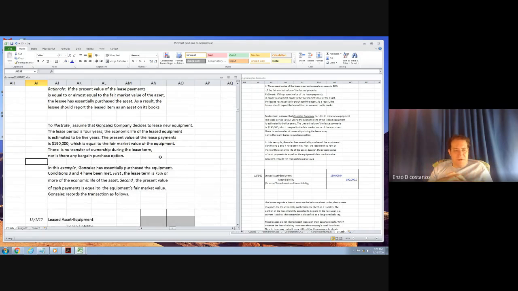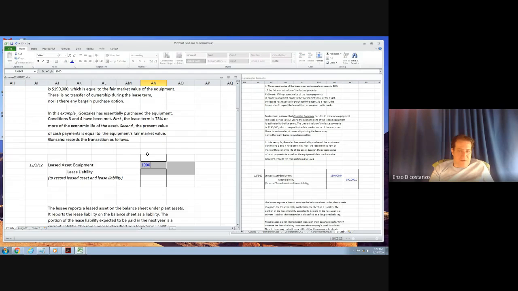They're purchasing the equipment. Conditions 3 and 4 have been met. The lease term is 75% or more of the economic life of the asset. The second, the present value of the cash amount is equal to the equipment's fair market value. Gonzalez records the transaction as a capital lease. So you're entering 2 190s is what you're entering.